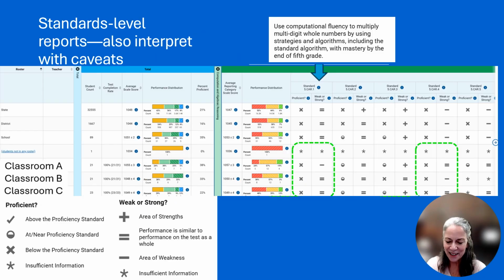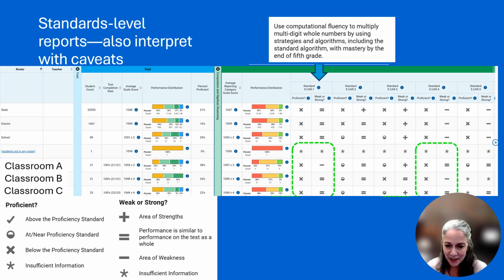All right, now let's get into some meat that you can get from the interims. And again, sometimes the interims, or any data, leads you to more questions than answers, but I think we're going to get to some areas where we can start to narrow things down. So here we have a standards level report, which also has some important caveats, but this is at the school level. I've got 3 classrooms, and you can see they each have a certain number of kids, and I also have this odd classroom that's a students not roster. There's only 1 kid in there, so I'm not going to worry about it.